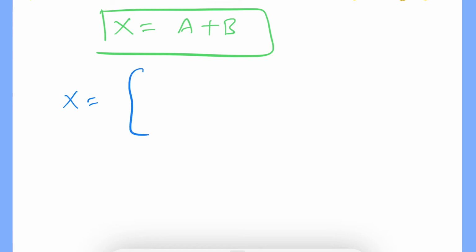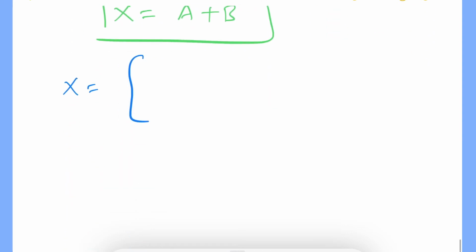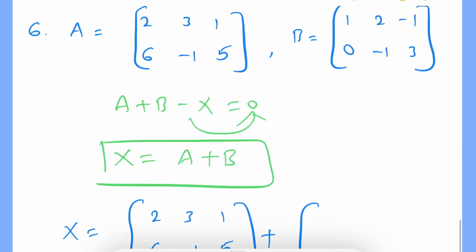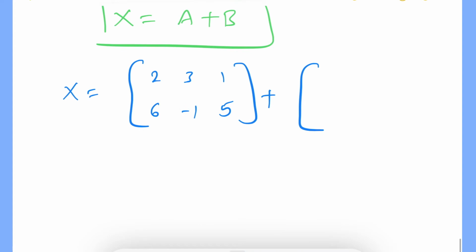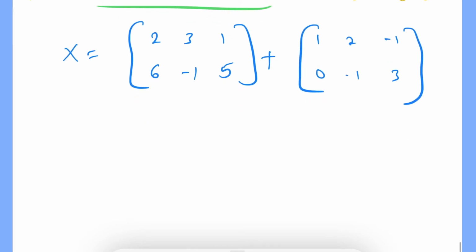matrix A, that is 2 3 1, 6 minus 1 5, plus second matrix 1 2 minus 1, 0 minus 1 3. Okay, now for doing addition, otherwise subtraction, we need to add the corresponding elements.